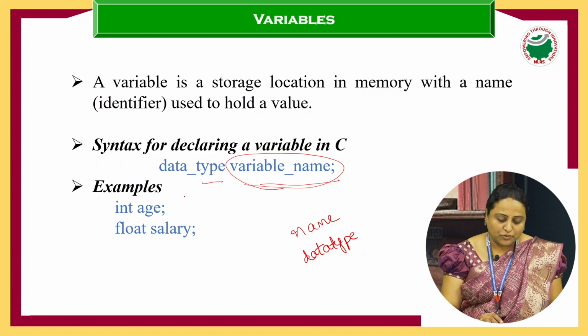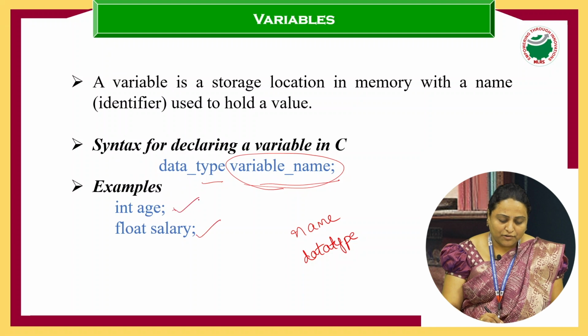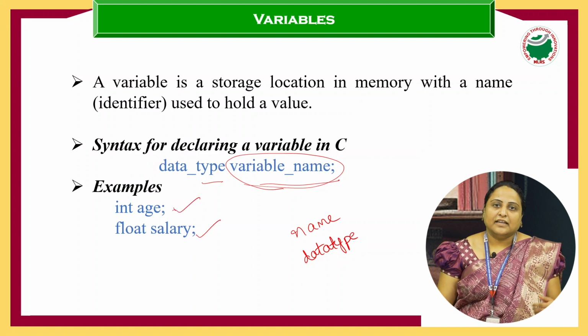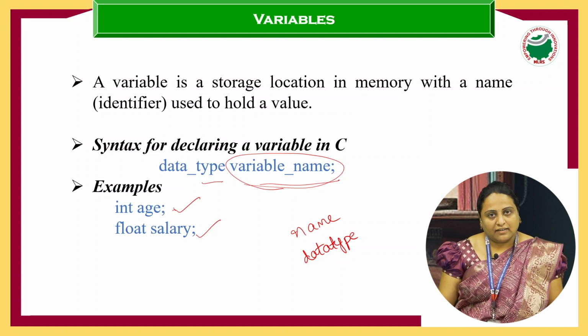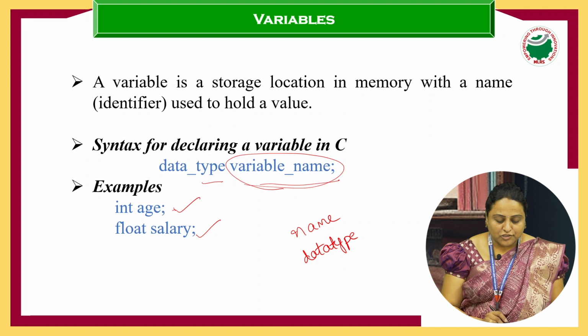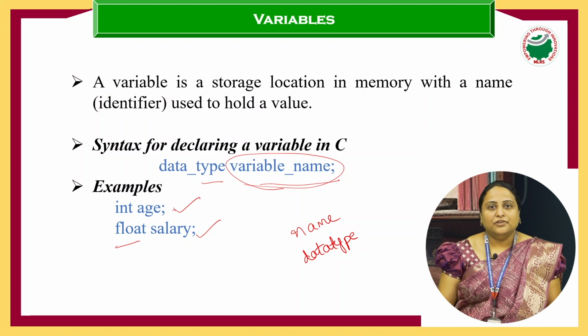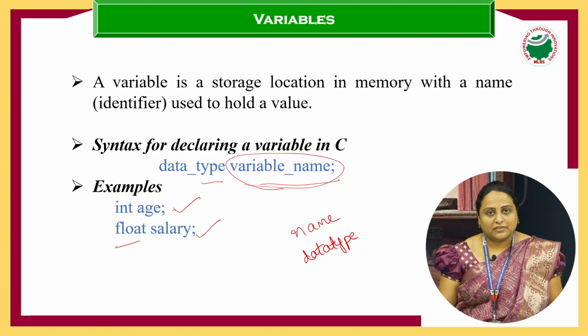Here you can see the two examples. One is int age and next one is float salary. Here age is a variable name which can store a value of type integer, and salary is a variable name again, which can store a value of type float. So you know the difference between int and float. Int can store numerical values, positive or negative, without fractional part, and float has the capability to store positive or negative values with fractional part.